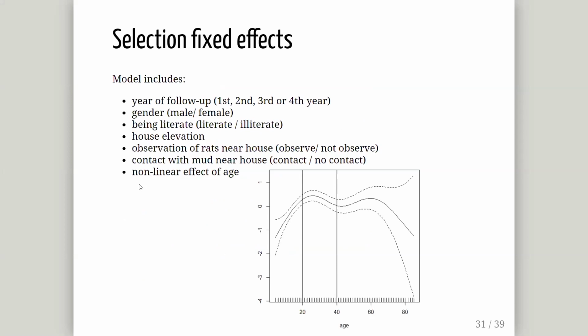We have year follow-up that can be first, second, third, or fourth year. Gender, that can be male or female. Being literate, that can be literate or illiterate. House elevation, observing rats near house. This can be observing or not observing. Contact with mud near house. This is contact or not contact. And a nonlinear effect of age. And here we're going to introduce the nonlinear effect of age as a piecewise linear function with break at 20 years.